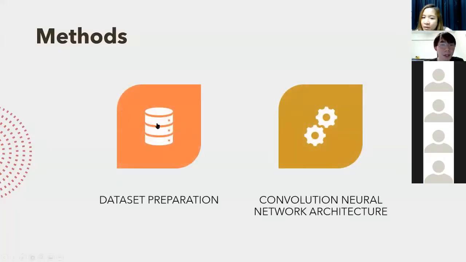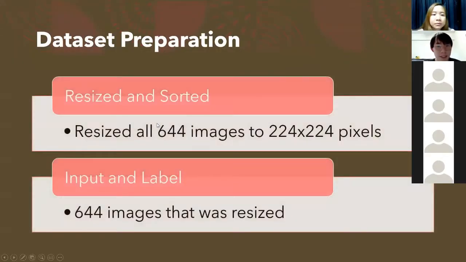The method is divided into two parts, which are dataset preparation and convolutional neural network architecture. We will start with dataset preparation. Dataset preparation is resizing and sorting. After that, we will input the material and label. An image was resized to 224 by 224 pixels with 3 color channels and sorted by the corresponding symptom name. After that, we input the images for neural network training, sorted with labels during the training. The label will use the folder name corresponding to an image.